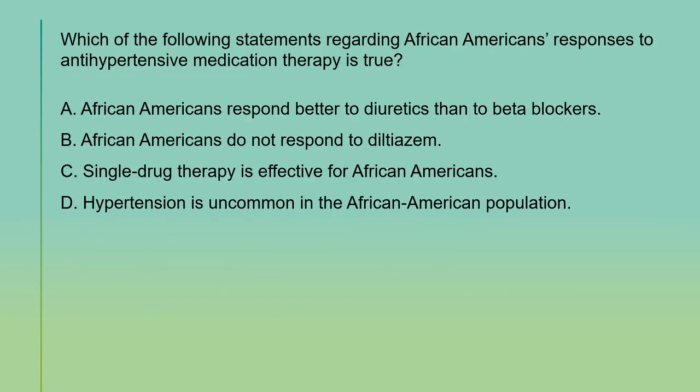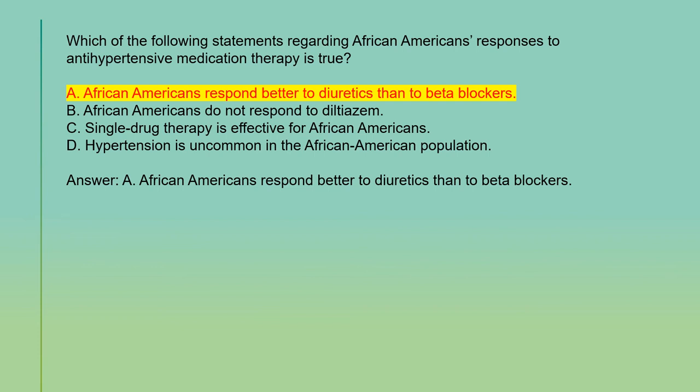Which of the following statements regarding African Americans' responses to antihypertensive medication therapy is true? A. African Americans respond better to diuretics than to beta blockers. B. African Americans do not respond to diltiazem. C. Single drug therapy is effective for African Americans. D. Hypertension is uncommon in the African American population. Answer A. African Americans respond better to diuretics than to beta blockers.